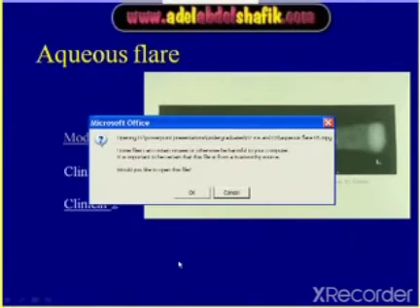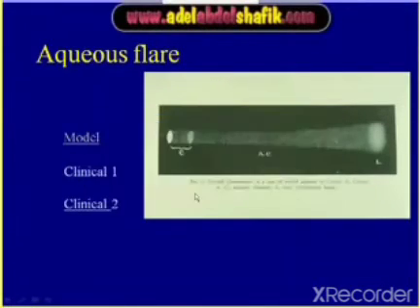So clinically, to see an aqueous flare, we do the following. We can make a very short or slightly long slit. The slit should be narrow, and the light should be at maximum. Then we start to concentrate on the area between the cornea and the iris. To improve our visibility, we can move the location of the light from side to side and up and down.